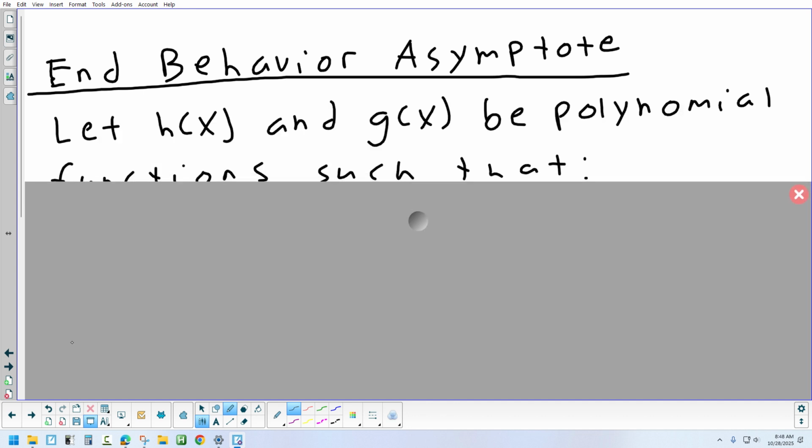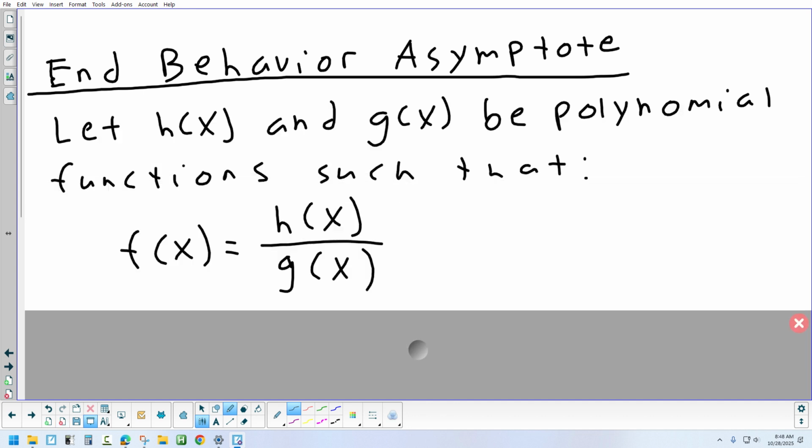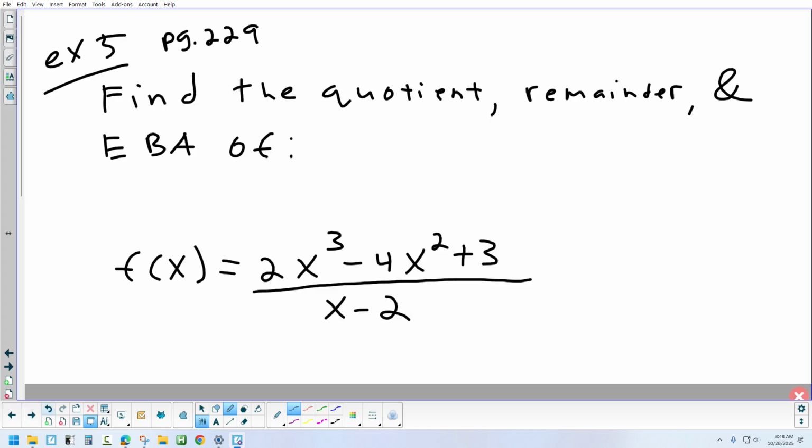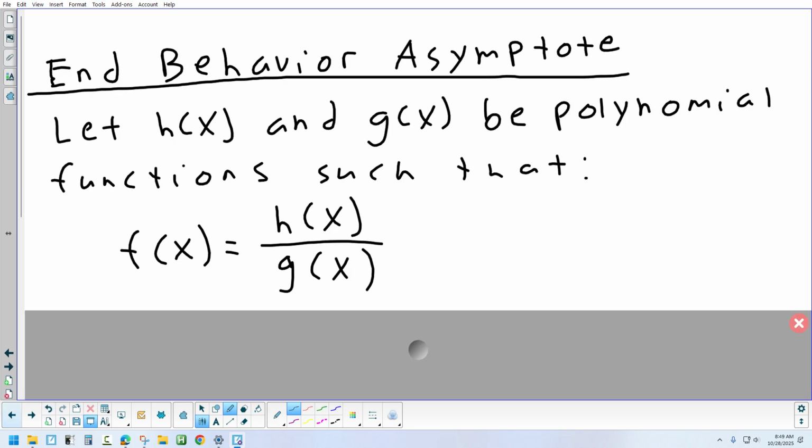So the end behavior asymptote, even though it's a new term, the way you find it is something we already have done before. So it's not going to be a new process to find this. So let's say you had a polynomial. When we do an actual problem, it'll be something like this. I'll give you a numerator, and I'll give you a denominator, and the degree in the top will be bigger if I ask you to find an EBA.